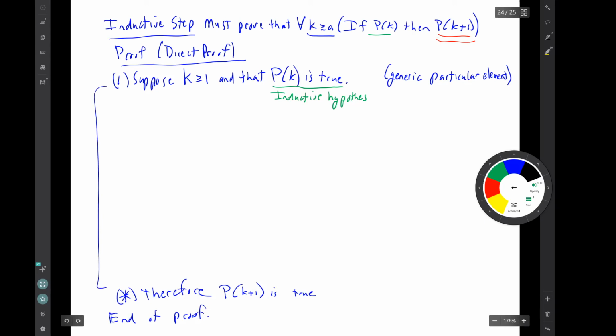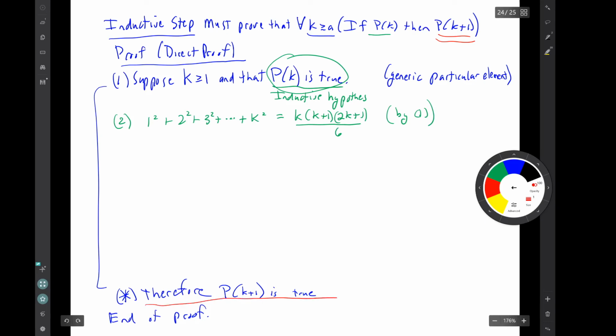Now we have some stuff that we have to deal with. P(k) is true. That's a defined expression. So we should follow that up with what that really means. At the end of the proof, we have this red statement, which is the conclusion of that if-then, and it has this defined expression, P(k+1) is true.